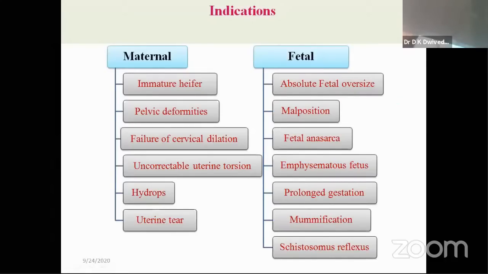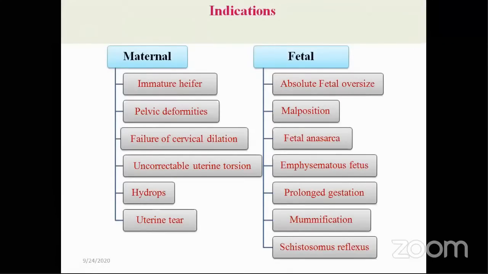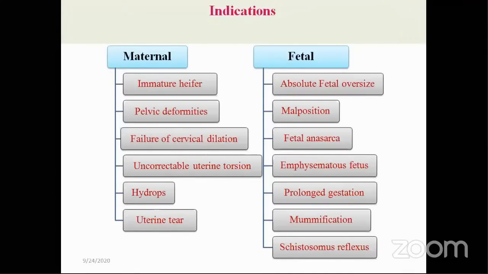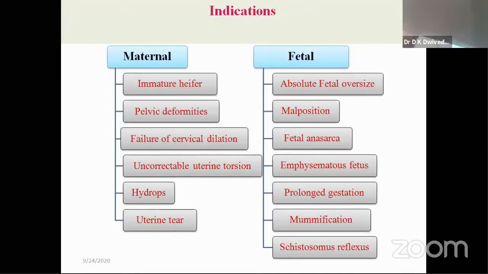Under the maternal indications, the immature heifer, in that condition, you may go for the C-section. If there is any pelvic deformity, like pelvic fracture or any congenital deformity, in that condition, you have to go for the C-section. If there is failure of cervical dilatation, in that condition, C-section may be required. In case of uncorrectable uterine torsion, hydrops, uterine tears, these conditions are associated with the mother or dam. So in these conditions, you may opt for the C-section.